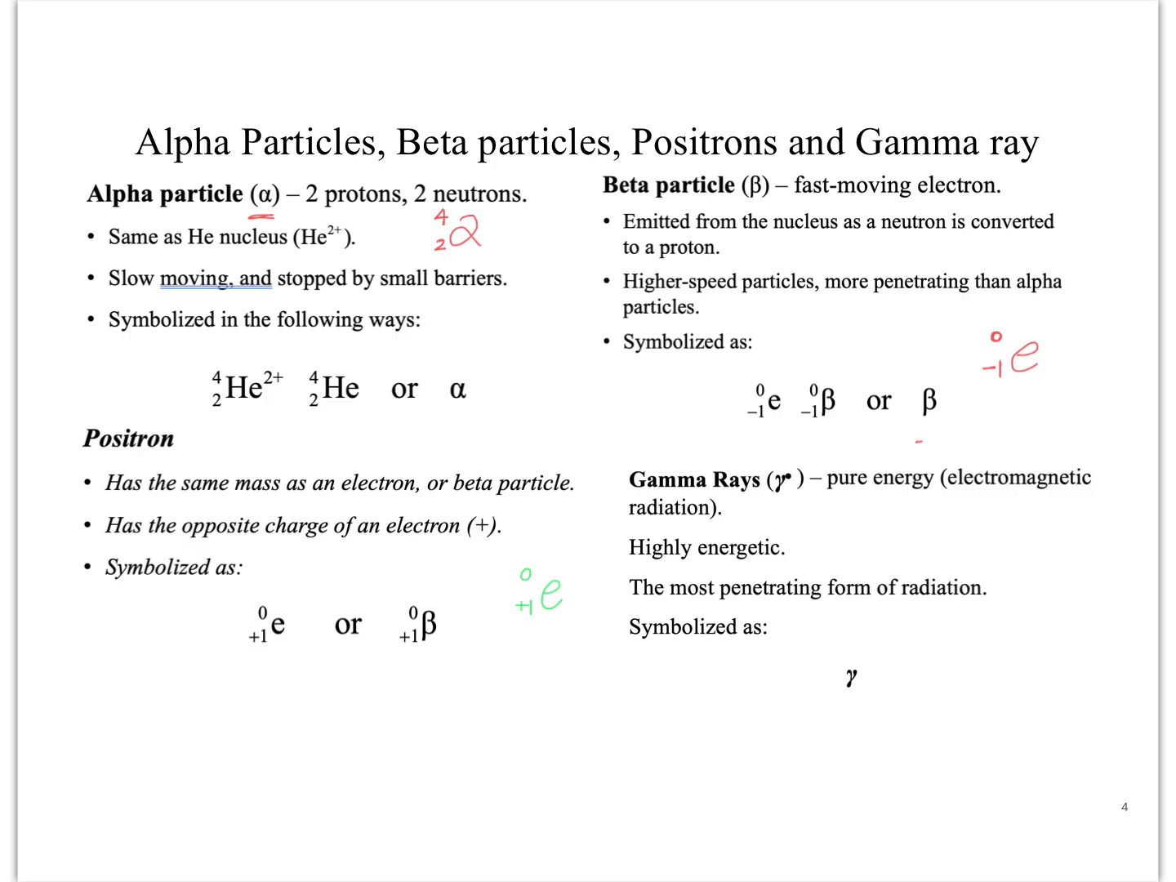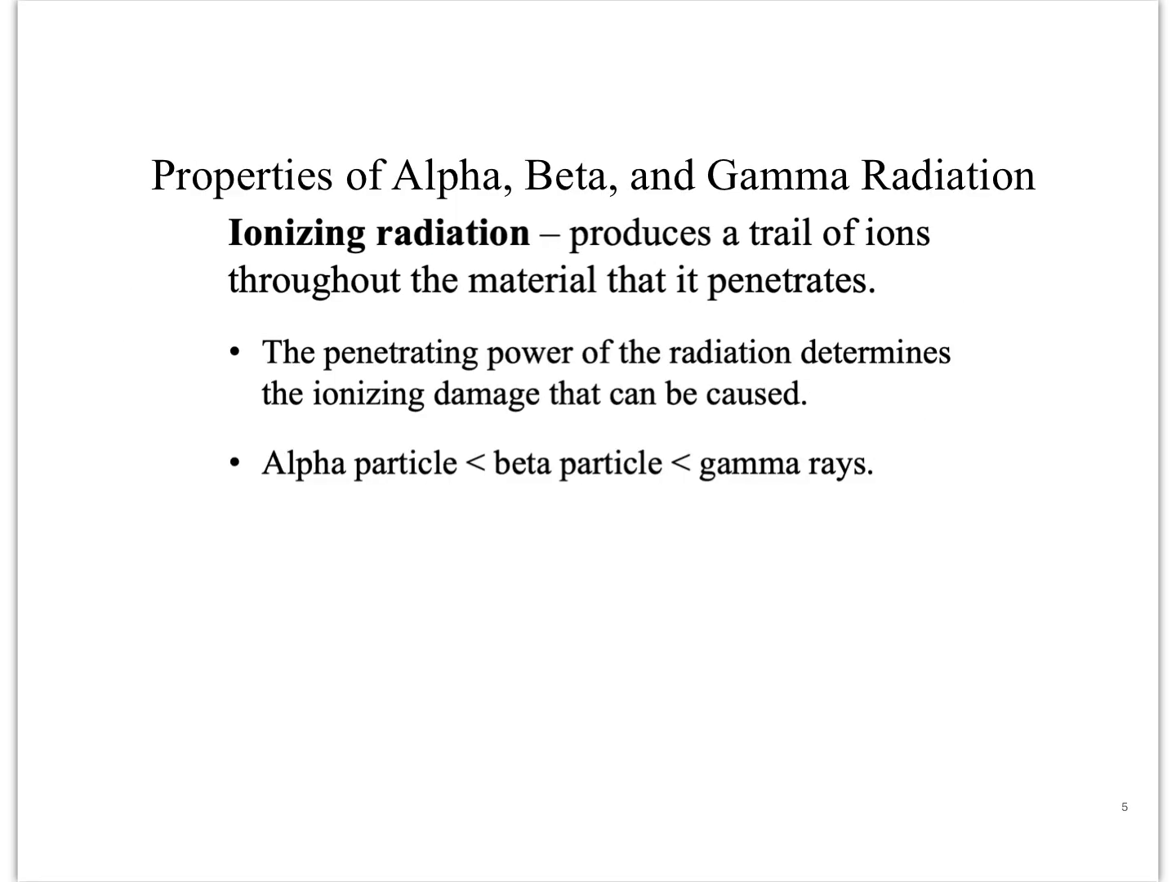It's electromagnetic radiation. If we compare alpha, beta, and gamma radiation, they have a very special property, so-called ionizing radiation. What does that mean? They produce a trail of ions throughout the material that they penetrate. The penetrating power of the radiation determines the ionizing damage that can be caused. Based on the energy, gamma ray causes the most damage, that is the highest power, followed by beta particle, and alpha particle is the lowest energy in this series.